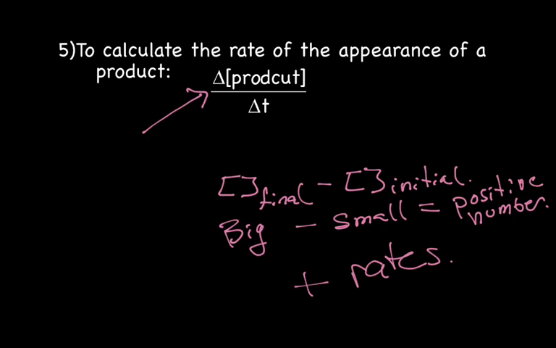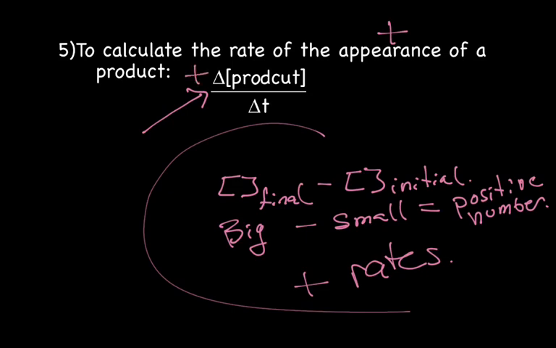The way I like to think about it instead of all of this stuff, because I think that's sort of confusing, is that you're adding appearance, you're adding product, so it's positive. Whereas with the reactant, it's disappearing, right? You're reducing the concentration of reactant, so it's going down, so it's negative. So up to you how you want to think about it.